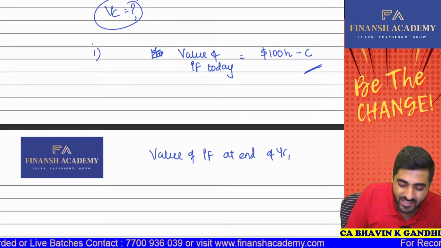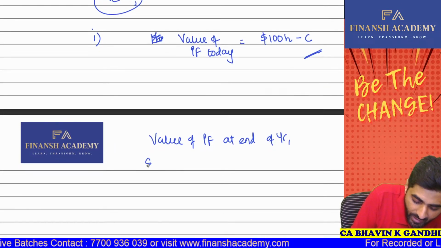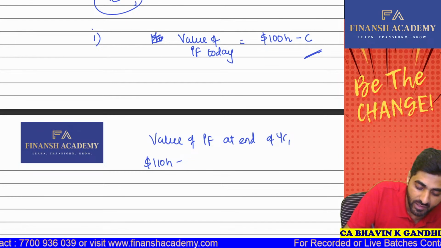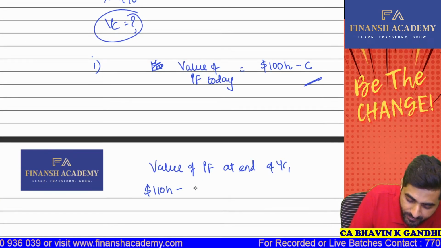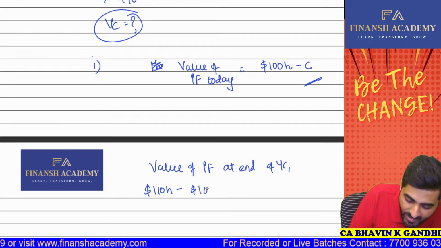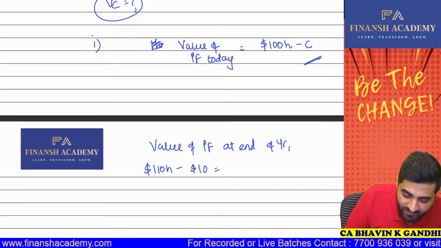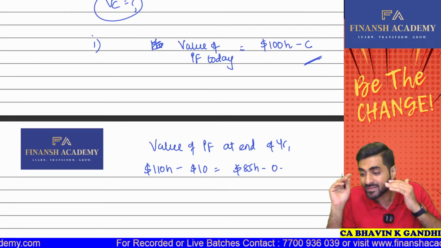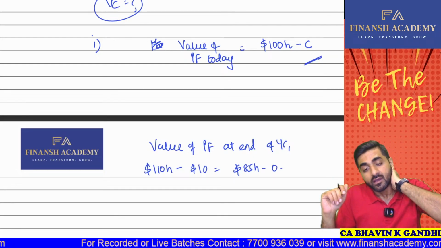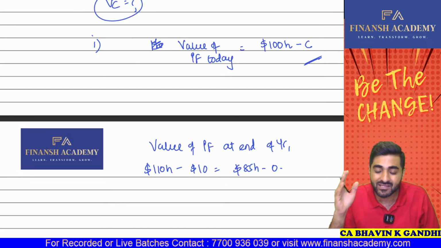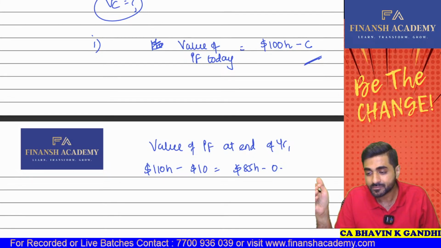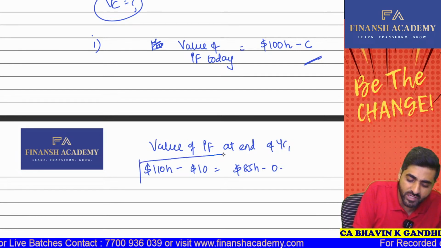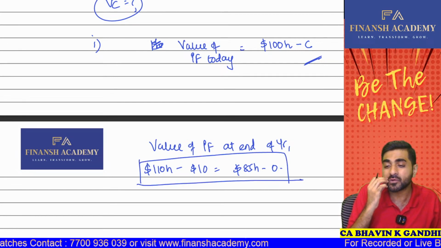Okay. So obviously you all know that it can be $110H minus C, and we have the value of the call option there, which turns out to be $10. Okay. And my dear students, this will be equal to $85H minus 0. Okay. Now in this particular case, we have $110H minus $10 and $85H minus 0. So this is nothing but my value of the portfolio towards the end.